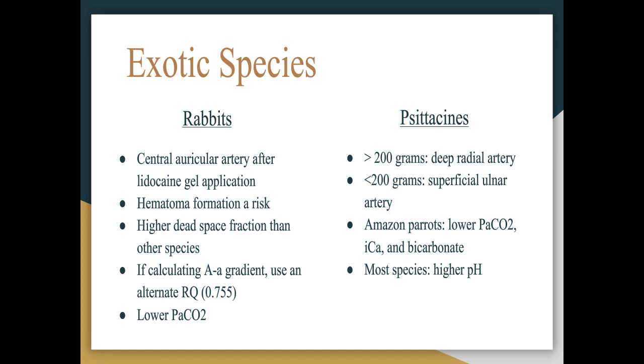Studies evaluating Amazon parrots showed that this species has a lower PaCO2, ionized calcium, and bicarbonate than we see with our mammals. Most species of birds also have a higher pH, up in the mid-7.4 up to 7.5 as their mean pH, which is important to keep in mind when evaluating against mammal species.